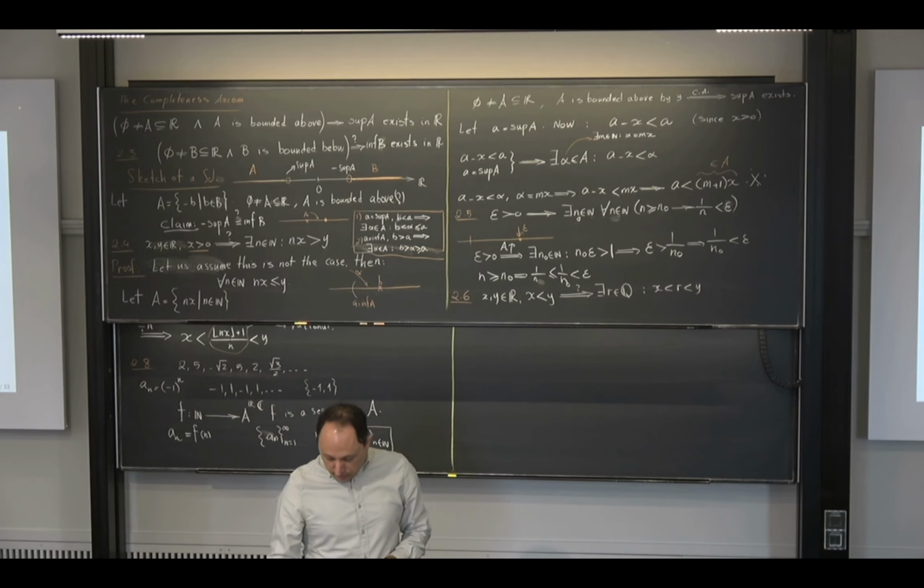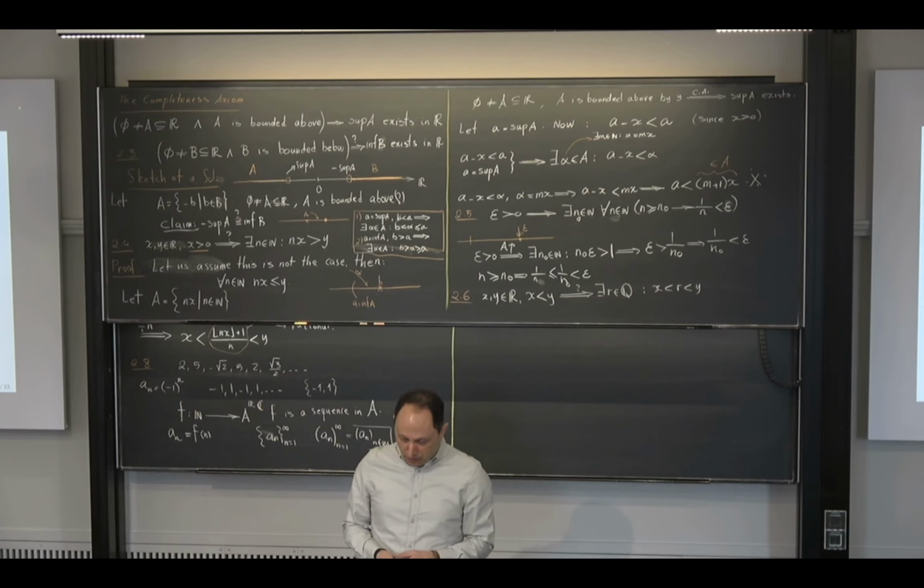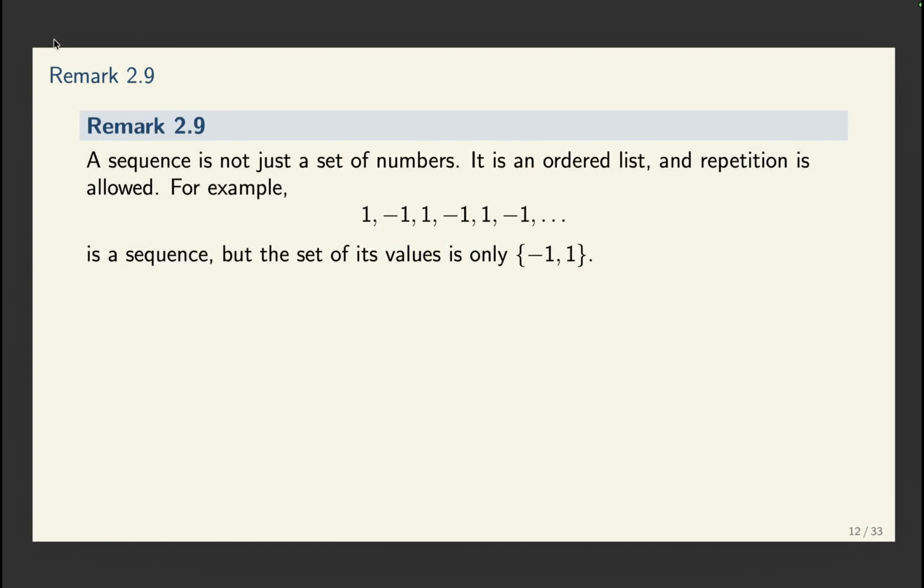Okay, so now I have already talked about this. Let me read it for you. A sequence is not just a set of numbers, it is an ordered list, and repetition is allowed. For example, that sequence you see is a sequence, but the set of its values is only minus 1. So we can talk about a set, but that is the set of values.